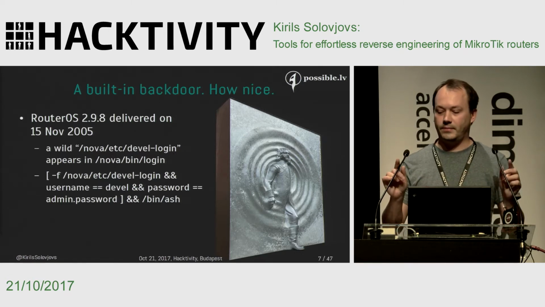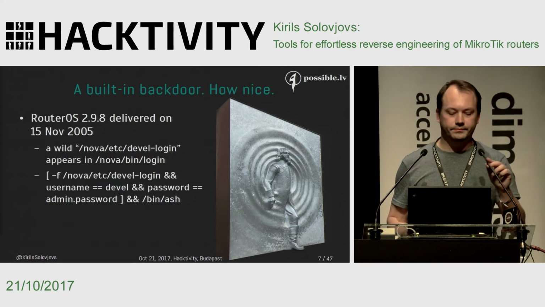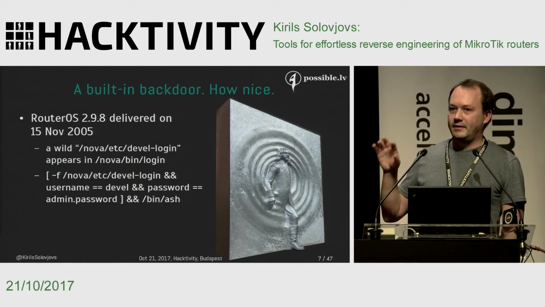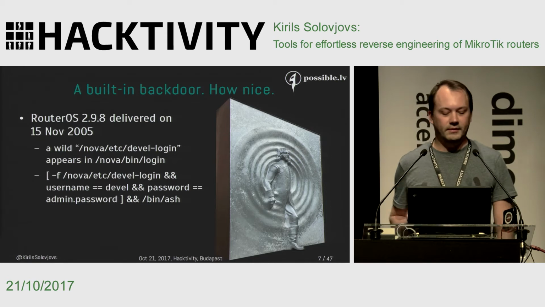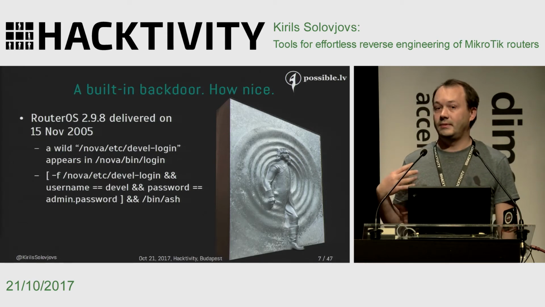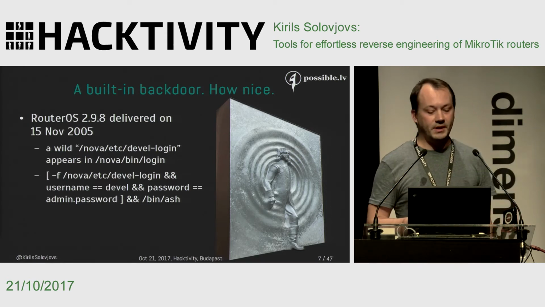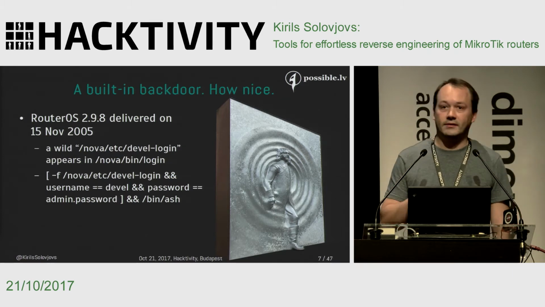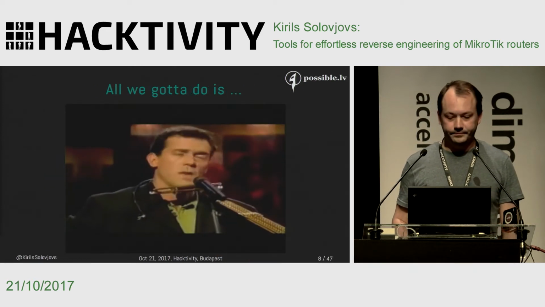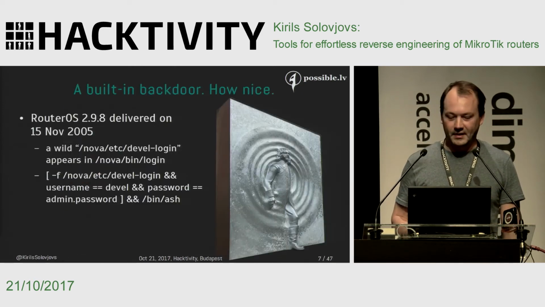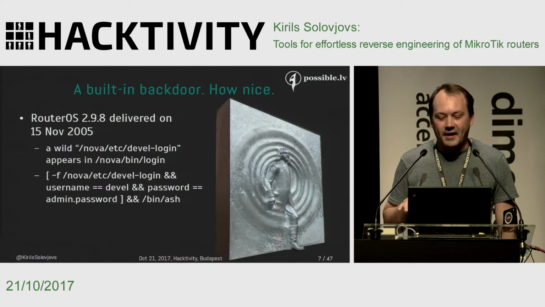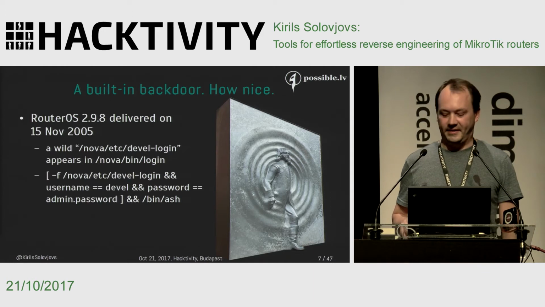then this is what happens upon login. The login binary actually checks if there's this file, /nova/etc/devel-login, and if you're logging in with username devel, and the password matches the admin password, you get /bin/ash executed and given to you instead of your standard very limited shell. So the question, of course, is how do we make the file there?